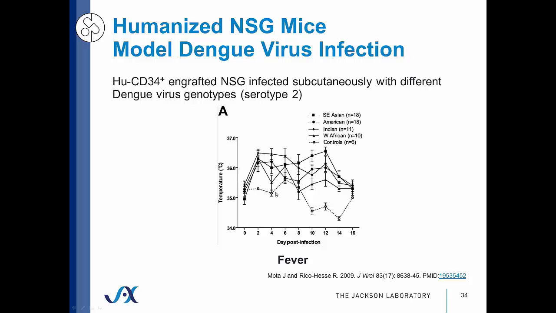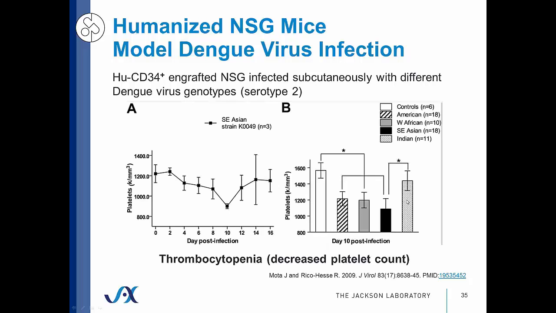And when they measured thrombocytopenia, they saw that all of the infected mice showed reduced platelet counts. As we can see over time, platelet counts reduce during infection with the Southeast Asian strain. And when we look at panel B, you see that all of the genotypes that were used to infect NSG mice all had lower platelet counts as compared to the control, indicating that NSG mice can be used to study dengue virus infection and that it shows similar clinical symptoms that have only been seen in humans.